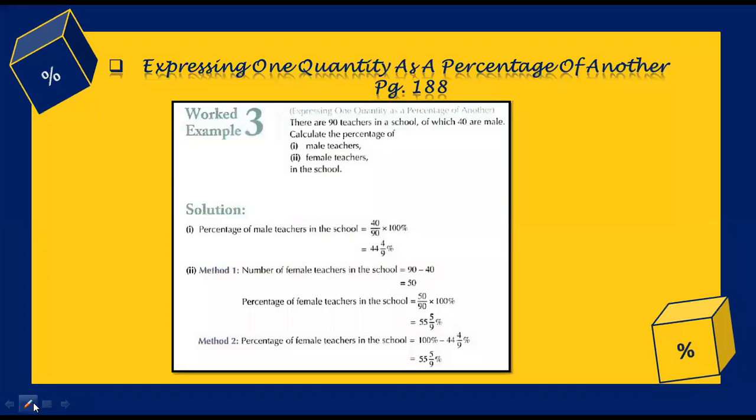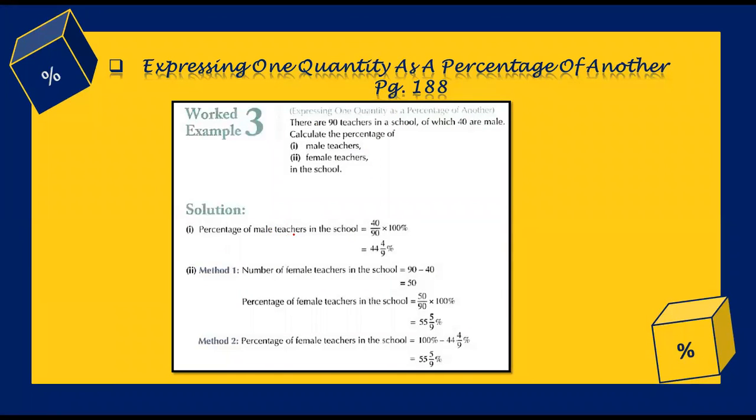Simple. So here we have example number 3, and you find this example on page number 188, and this example is related to expressing one quantity as a percentage of another. So there are 90 teachers in a school, out of which 40 are male. Calculate the percentage of male teacher and female teacher in the school. हमें ये देखना है कि मेल टीचर कितने परसेंट हैं और फीमेल टीचर कितने परसेंट हैं ऑफ द टोटल पॉपुलेशन.